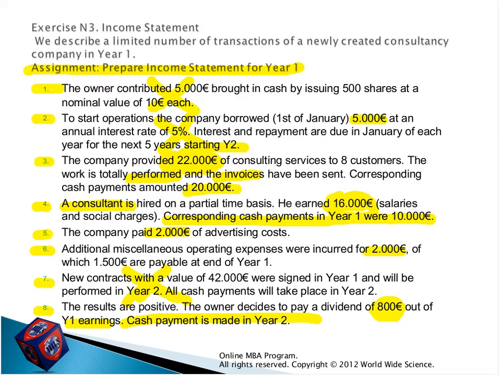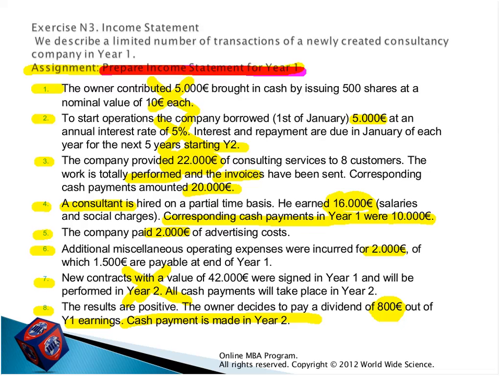And very important, you have to take attention to what the assignment itself says. Here it says clearly that you have to prepare the income statement for year one only. So you are not thinking about the second year. You are only preparing the statement for year one.